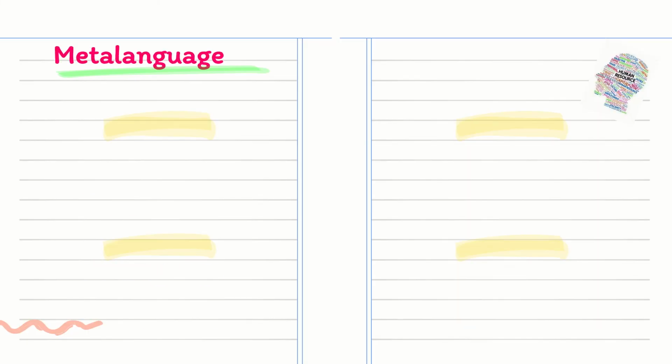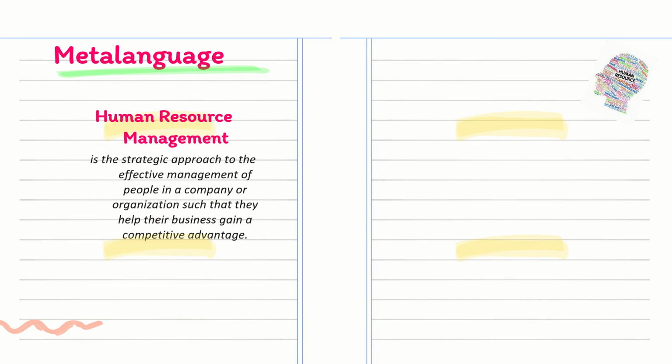Meta language, or the terms that we're going to know before we proceed to our lesson. Human resource management. This is the strategic approach to the effective management of people in a company or organization, such that they help their business gain a competitive advantage.